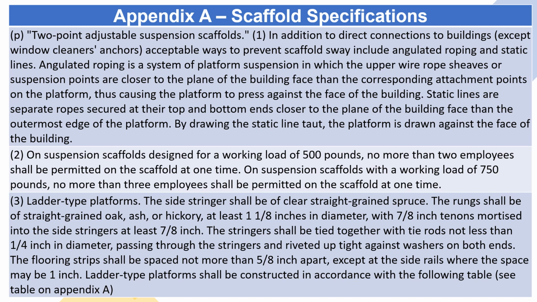3. Ladder-type platforms. The side stringer shall be of clear straight-grained spruce. The rung shall be of straight-grained oak, ash, or hickory, at least 1 1/8 inches in diameter, with 7/8 inch tenons mortised into the side stringers at least 7/8 inch. The stringer shall be tied together with tie rods not less than 1/4 inch in diameter, passing through the stringers and riveted up tight against washers on both ends. The flooring strips shall be spaced not more than 5/8 inch apart, except at the side rails where the space may be 1 inch. Ladder-type platforms shall be constructed in accordance with the following table, see table on Appendix A.